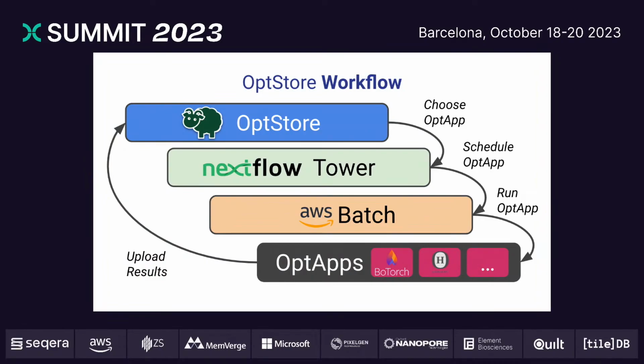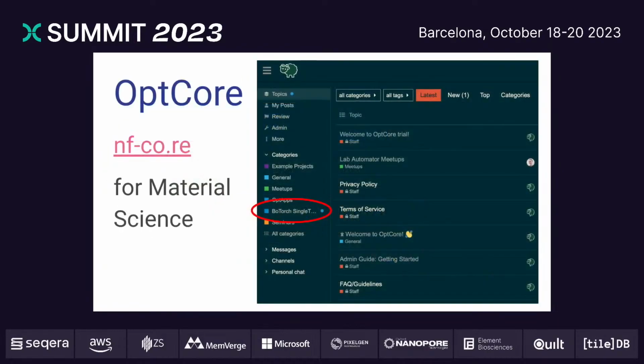In the OptStore, you choose an app, and then the Nextflow Tower will schedule it on AWS Batch, which will run it on an EC2 container, whatever app you chose, and put the result back into the platform. To support all of these efforts, we created a forum called OptCore, which you can see is inspired by nf-core. In that place, we're trying to specifically answer questions about machine learning and Bayesian optimization, and how to make these work with the Nextflow containers. For example, there's a category, BoTorch single task GP. That's a specific machine learning model. People can click on that and share how they use it.